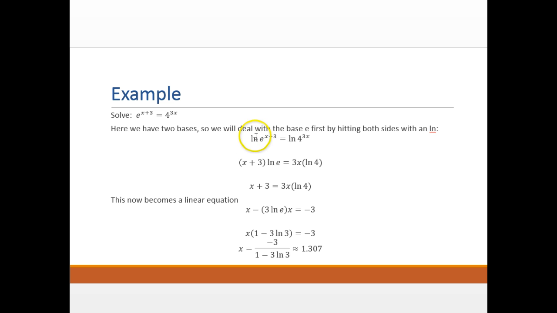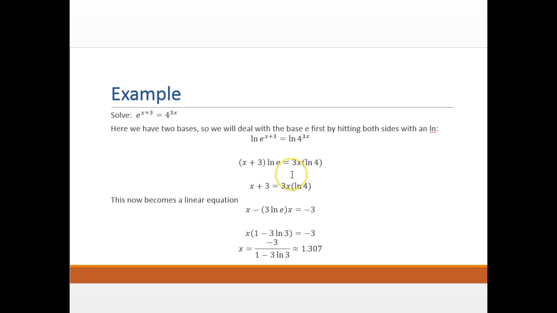Now we can do one of a couple things. We can reduce this left-hand side immediately, or we can just apply our exponent rule, which says you can bring your exponent out front, so it becomes x plus 3 times natural log of e. This 3x comes out front, you get 3x times natural log of 4. We should recognize that natural log of e is just 1 because the bases are the same. So you get x plus 3 equals 3x times natural log of 4.